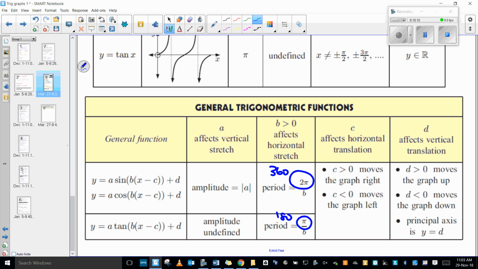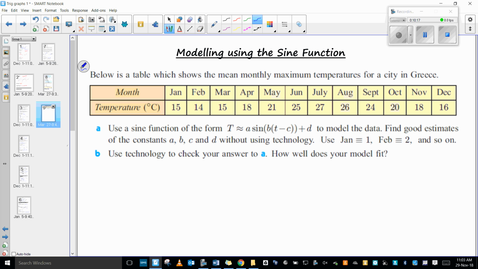Got 5 minutes. I may as well just go through this, shall I? Seeing as we've not really got anything else.